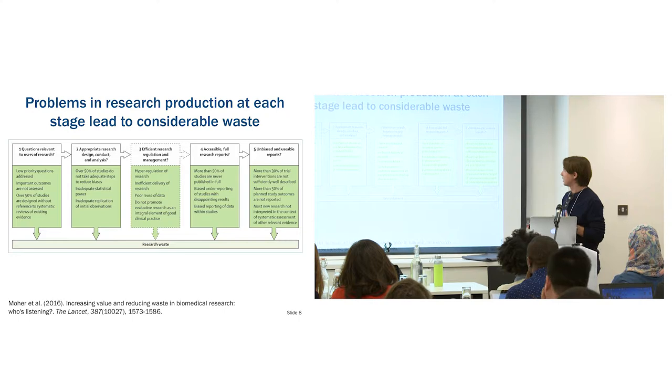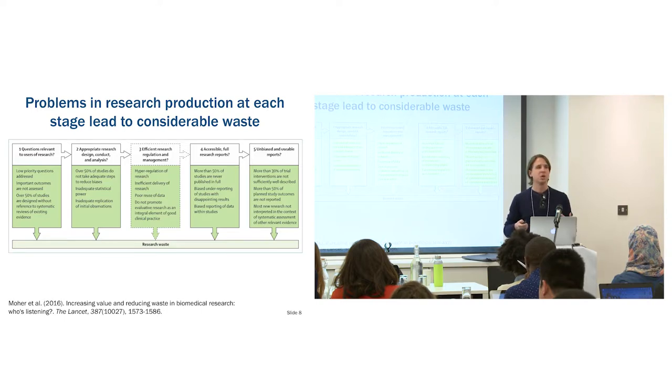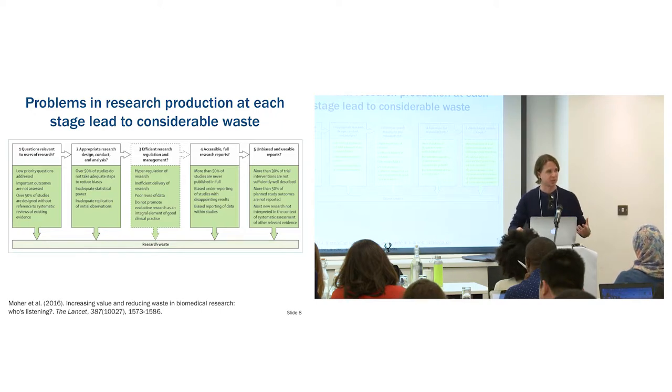Inefficient regulation and management of research is increasingly getting a lot of attention. Accessible full research reports, so reports that are in the public, that are open access. And then the last stage, those that are unbiased and usable. So they accurately, comprehensively, and transparently provide all the information you would need to know to assess study quality, to know to whom and under what conditions results may apply, and to replicate procedures, including interventions, if we're talking about policy or applied science.